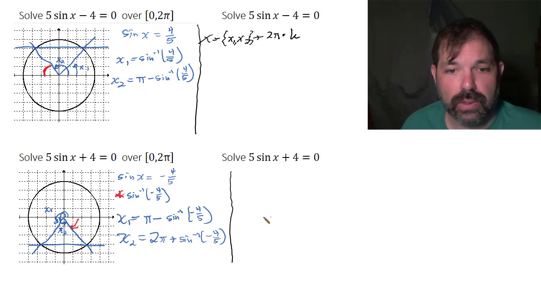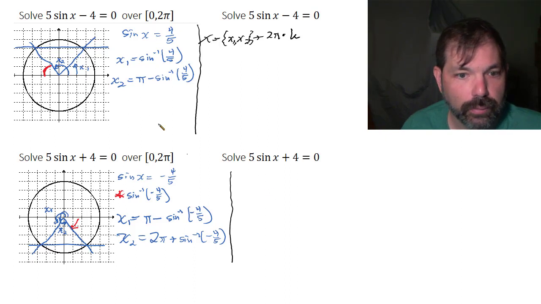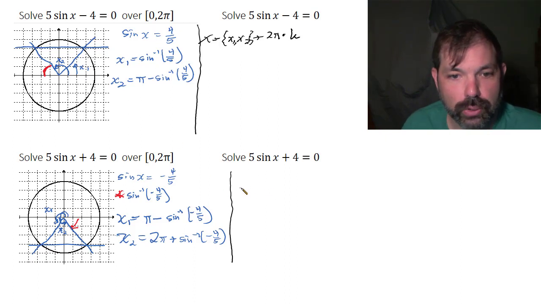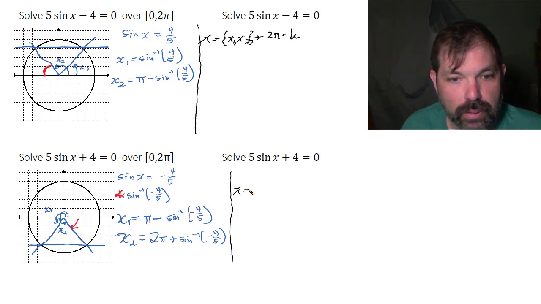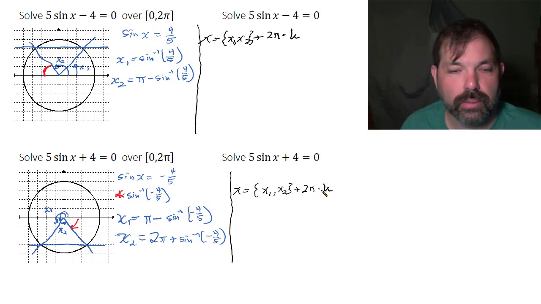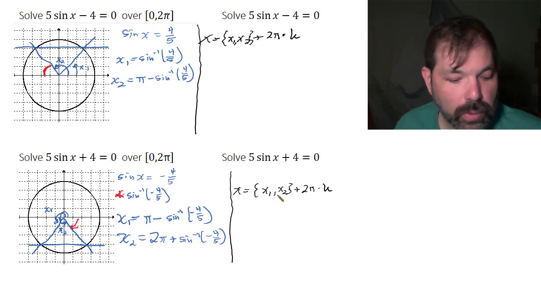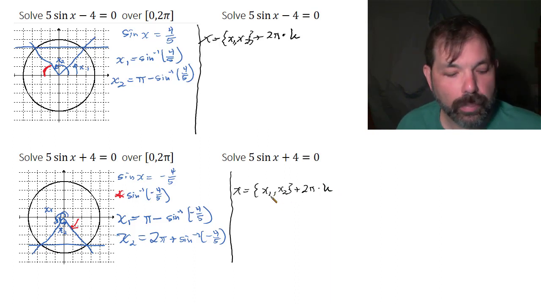before, since the sine has a period of 2 pi, for our general solution, x is the x1 or x2 that we stated earlier, and add 2 pi times k to give us any further rotations. All right, so that's how we deal with the sine function. What about the tangent?